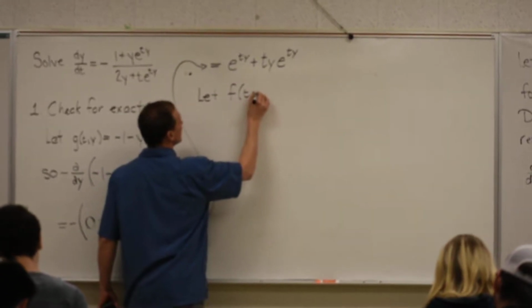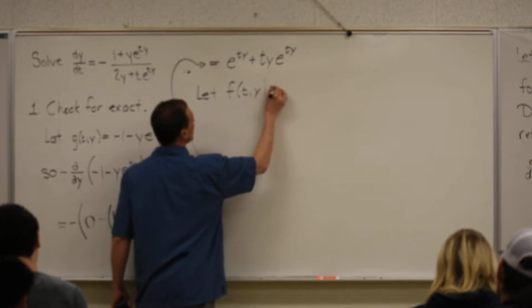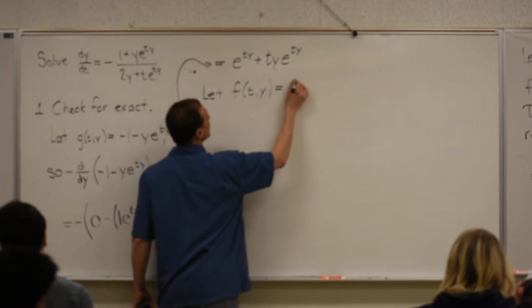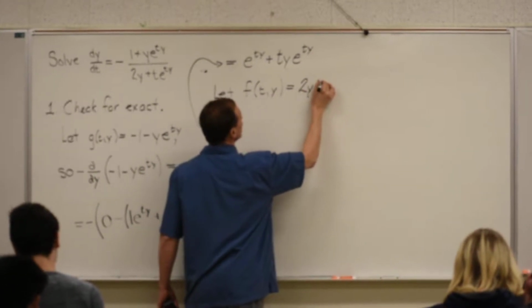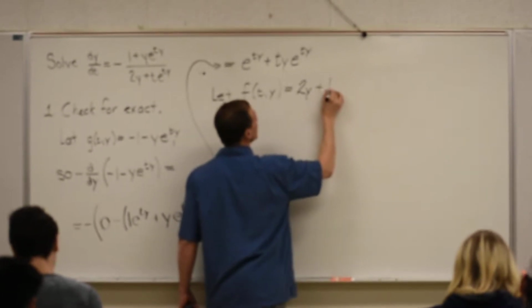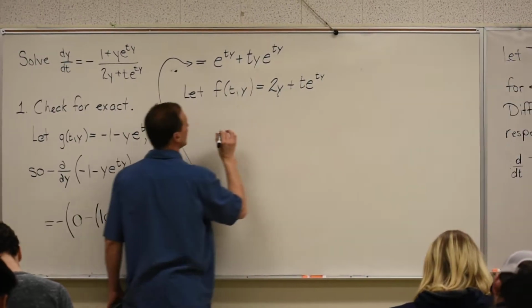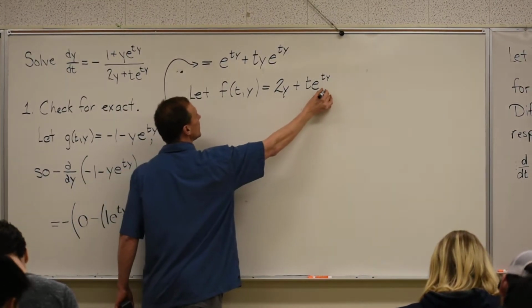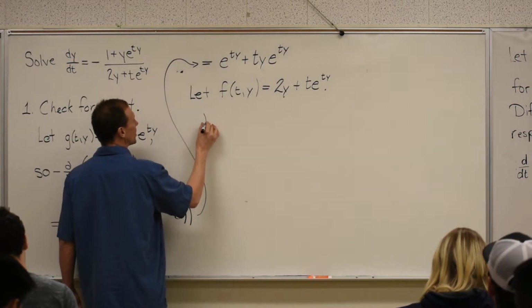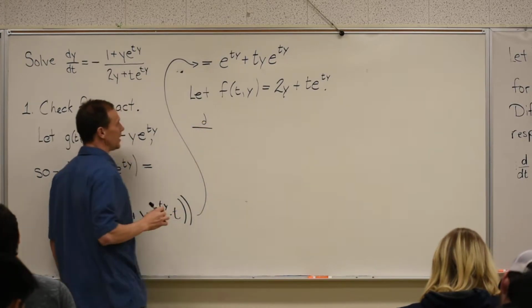f of t comma y be 2y plus e to the ty. Okay. Period. So the partial. Now wait a minute.